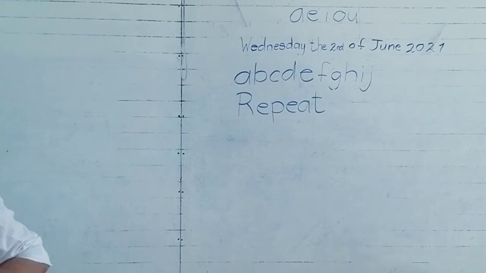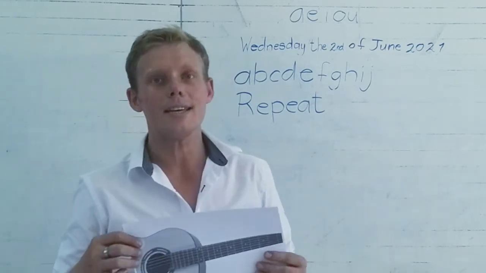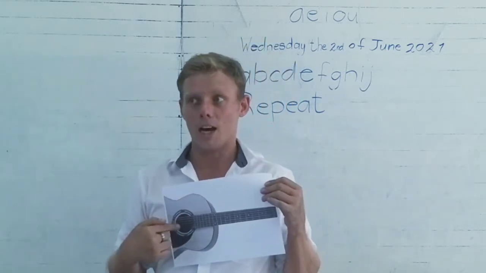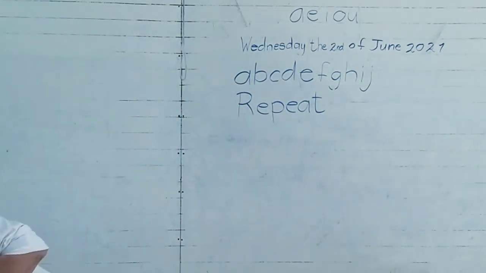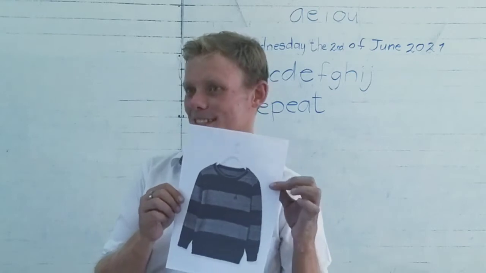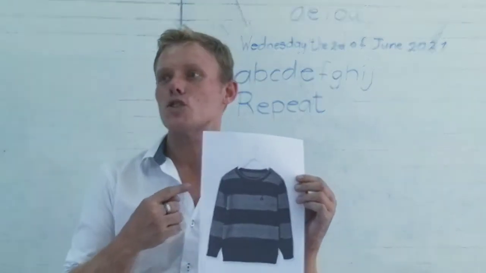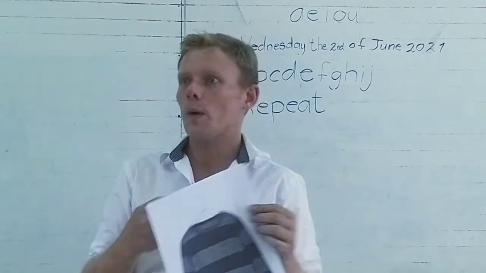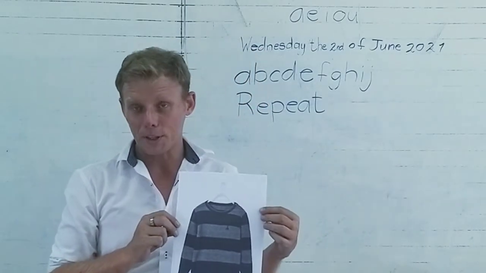Good. And next we have something you can make music with. Yes? This is a guitar. Good. And what is this? This is a jumper. When it's cold, I put on my jumper.